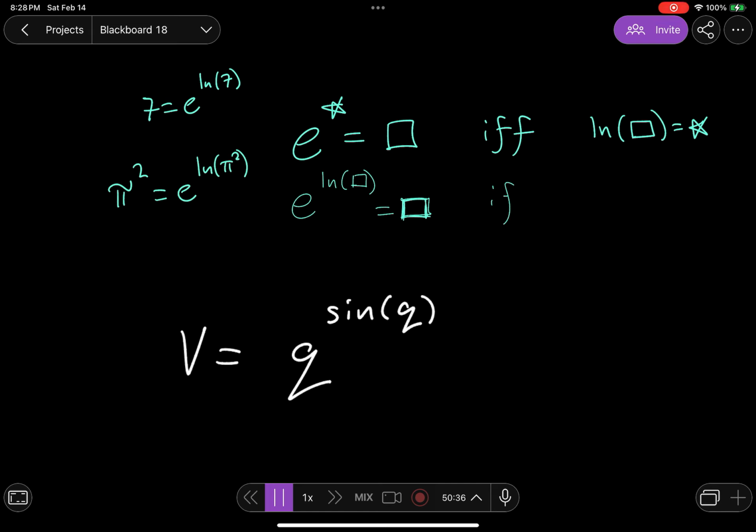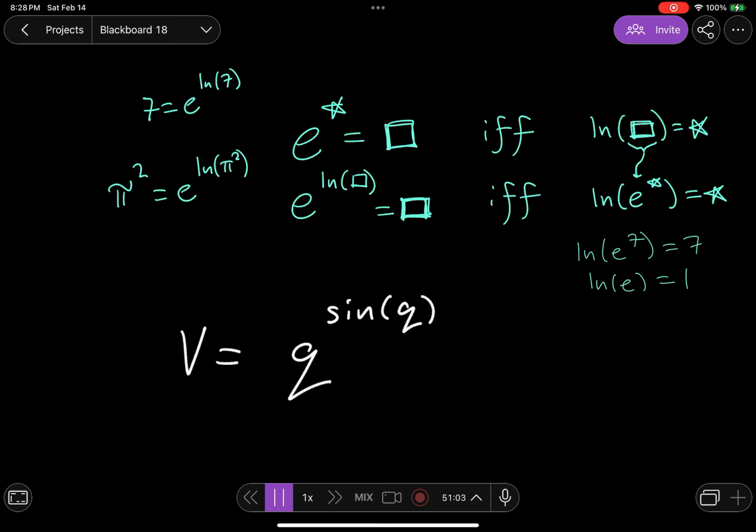This goes in both directions also for this formula. Notice that I have a square, but another way to say square is apparently e to the star. So what this says is the natural log of e to the star is equal to star. All right, so that's just substituting square in for my natural log expression. So the natural log of e to the 7th power is equal to 7. The natural log of e is equal to 1 because e is also expressed as e to the 1st power.